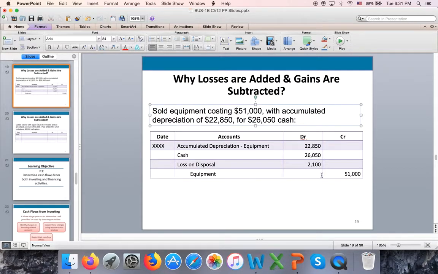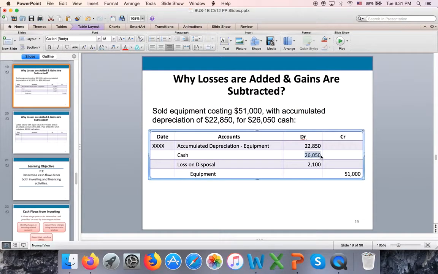I'm losing 2,100. You and I are going to record this cash on the statement of cash flows in the investing section. I'm selling equipment. I'm getting $26,050 here, so I'm going to record it as a cash inflow in the investing section. The loss that I recorded has nothing to do with cash. I already recognized the amount of cash that I received. I don't need to subtract an additional 2,100 because it would skew my balance of cash. On the income statement, I had to subtract it. But for the statement of cash flows, we're going to add it back in.